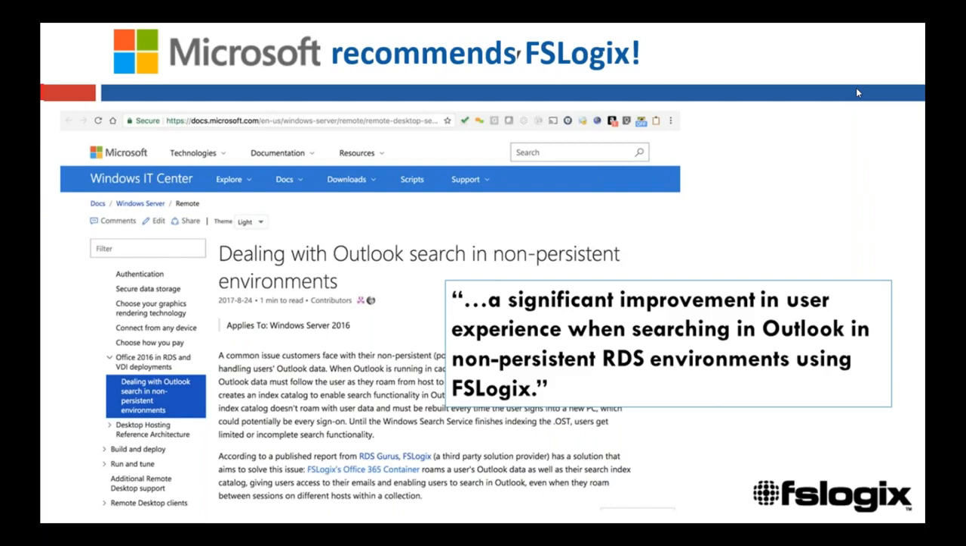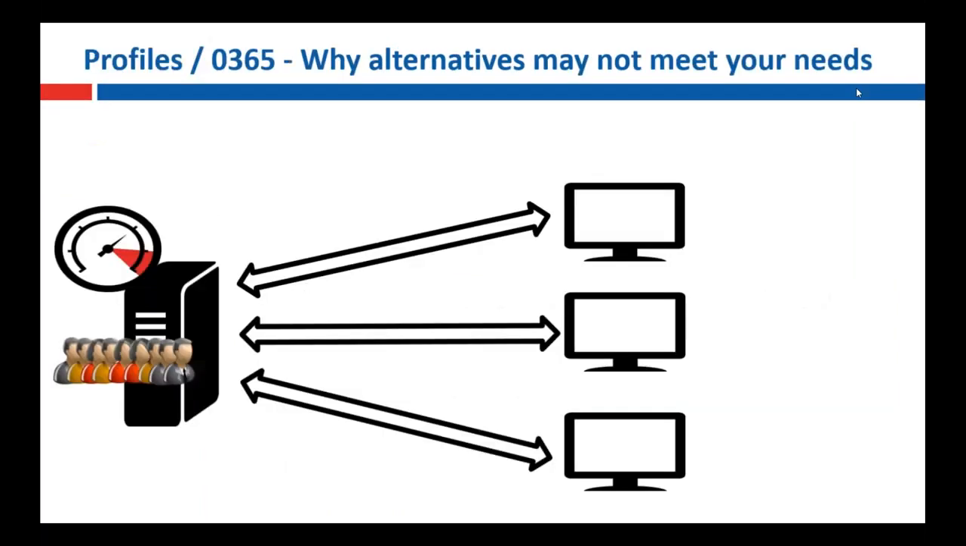The one thing they also talk about here is search. All right, we'll talk more about search in a few minutes, but it is what we consider part of the Microsoft product. So what's the problem, right? The problem is what I call fetch and retrieve.